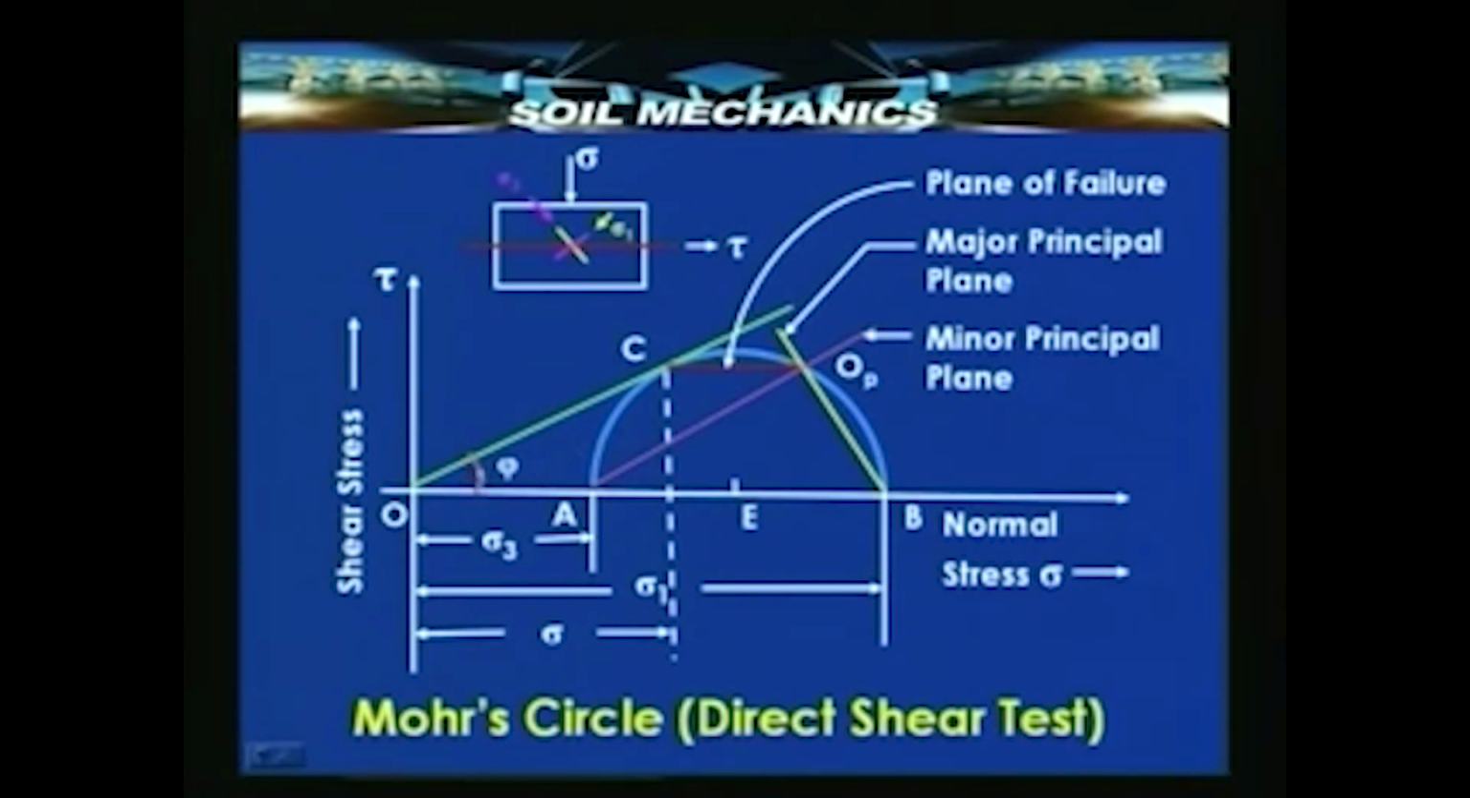And this angle which the envelope makes with the horizontal will be the angle of internal friction. And if I join A to C, AC will make an angle of 45 degrees plus phi by 2, as it should. Okay. Now, this is how we determine the stress state in a direct shear test at failure.